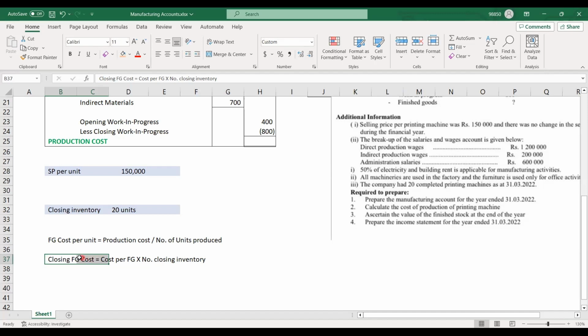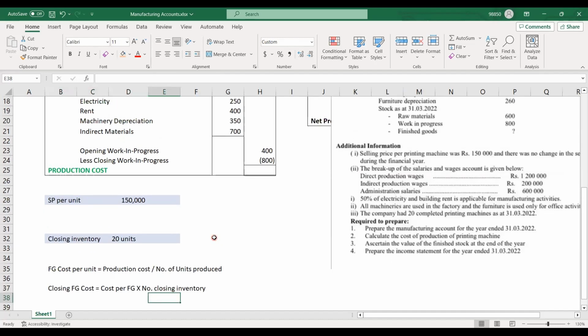The closing finished good cost is the cost per finished good into the number of finished goods at the end of the year. That's it, right? If you want to find out the closing finished good cost, you take the cost of one unit multiplied by the number of units. So here they've actually given you the number of units already. So what you really need is some mystery answer here multiplied by 20, because you already know there are 20 units.